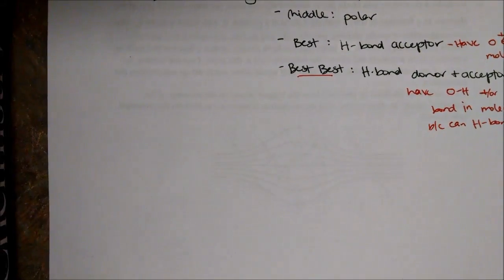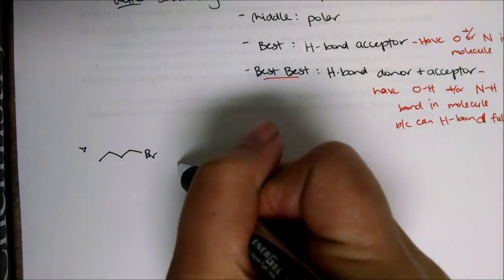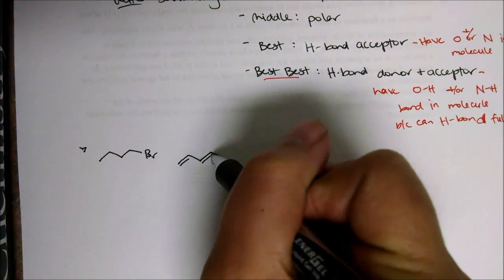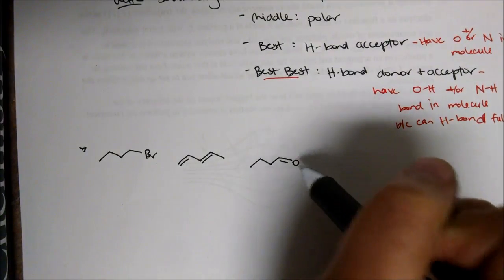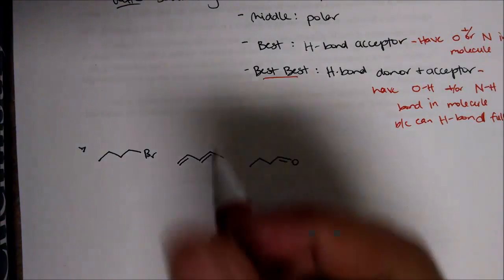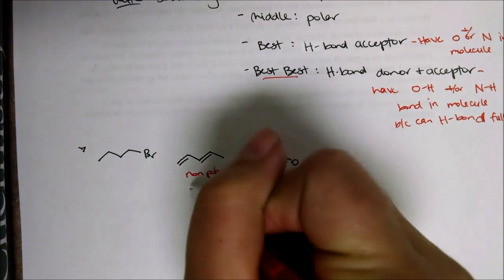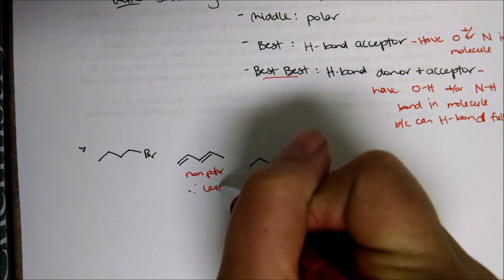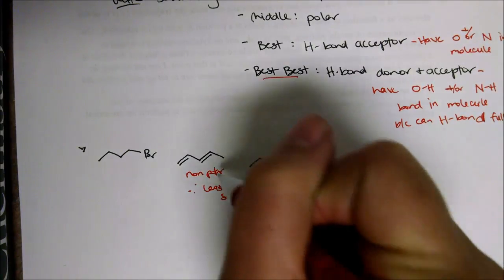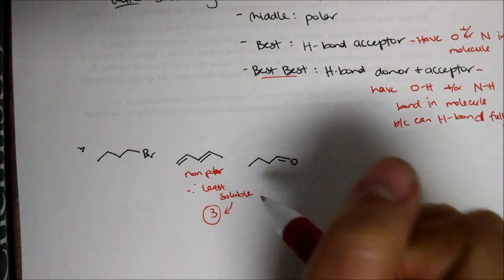Okay, so here we go. Rank in terms of water solubility. Okay, rank in terms of water solubility. So which one's going to be the least soluble? How about this non-polar molecule right in the middle? All we have is carbon and hydrogen. Okay, so non-polar, therefore least soluble. So in terms of what we were just doing, this was 3, right? Because it was least soluble.